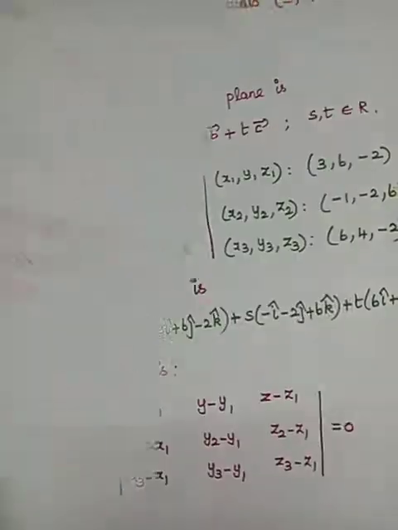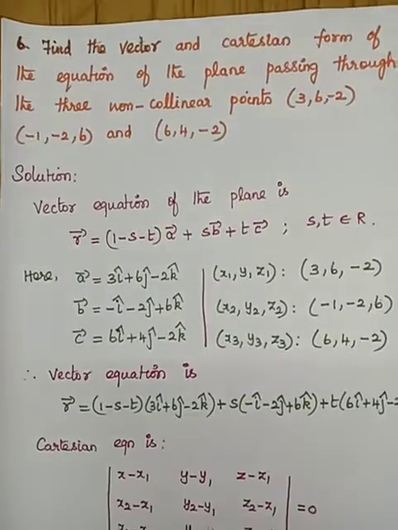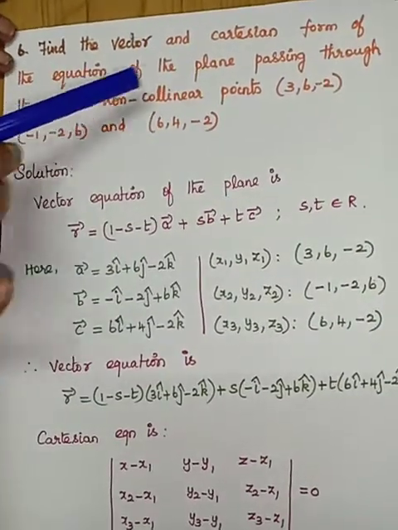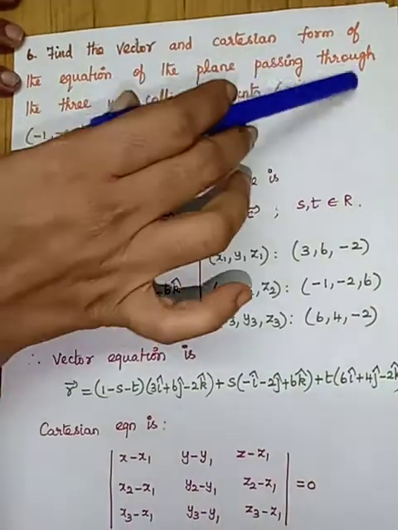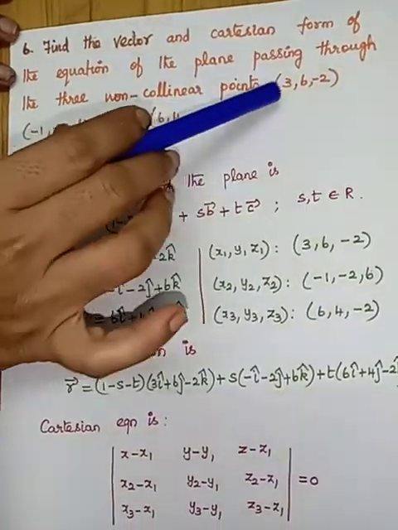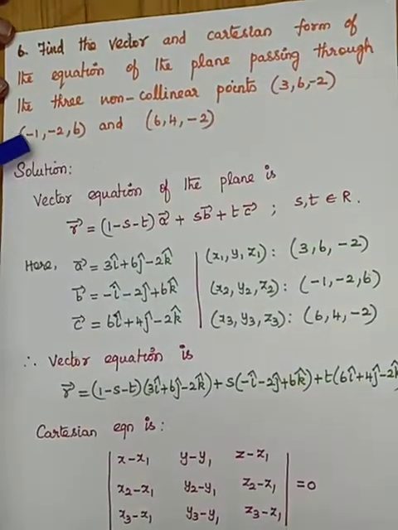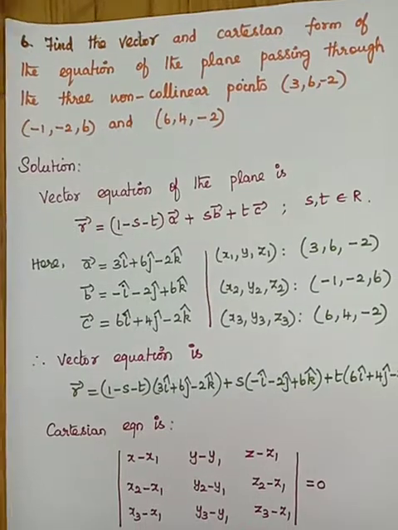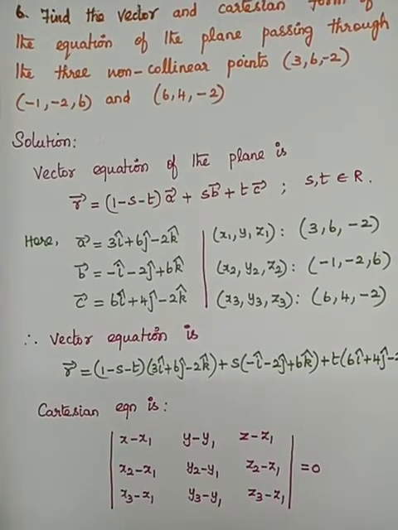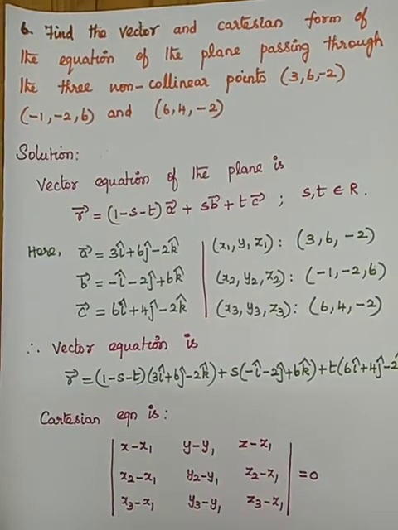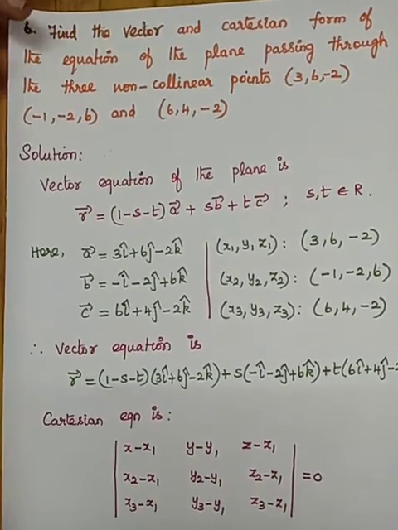Okay, so we'll come to problem number 6. Find the vector and Cartesian form of the equation of the plane passing through three non-collinear points 3, 6, minus 2; minus 1, minus 2, 6; and 6, 4, minus 2. So here no parallel vector is given, only passing points. How many passing points are given? 3 passing points are given.